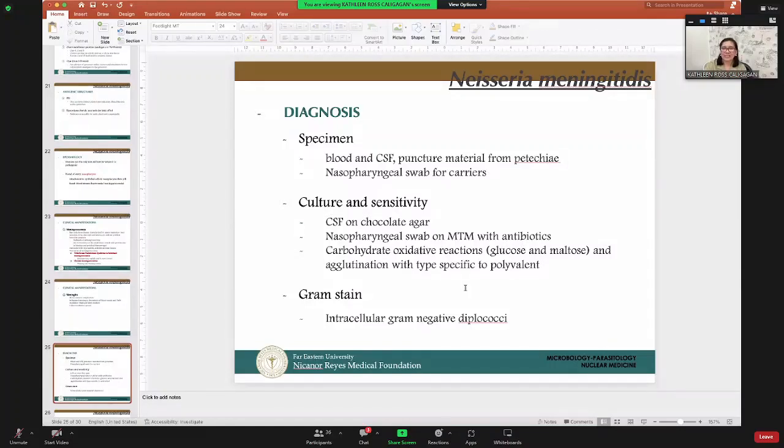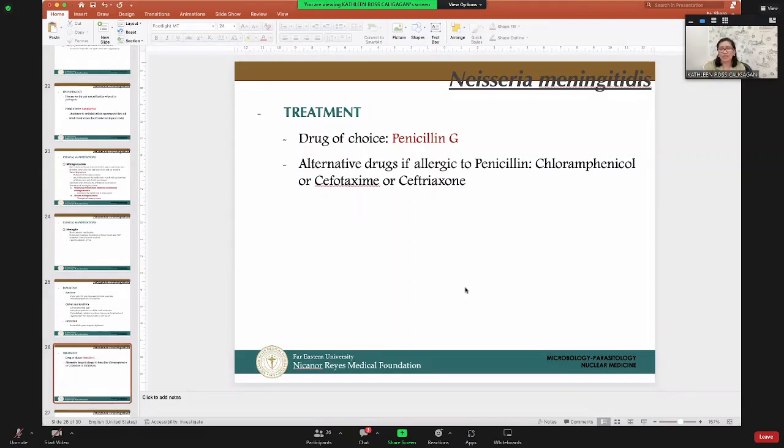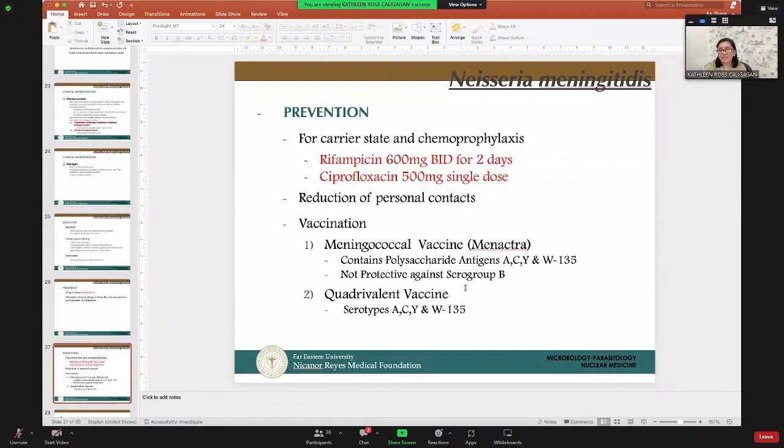Diagnosis, you have the specimen there, blood and CSF. Culture sensitivity, gram staining. Treatment, drug of choice is penicillin G. If allergic to penicillin G, you may give chloramphenicol or ceftriaxone. For chemoprophylaxis for carrier states, you may give rifampicin 600 milligrams BID for 2 days or ciprofloxacin 500 milligrams single dose. Vaccinations are available to prevent meningitis or meningococcemia.